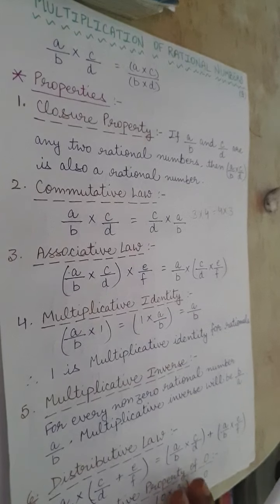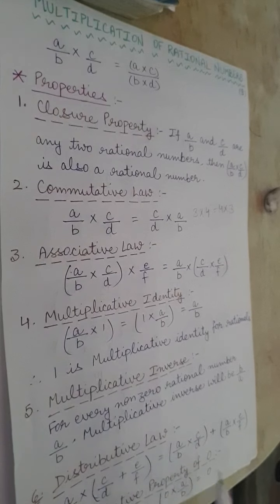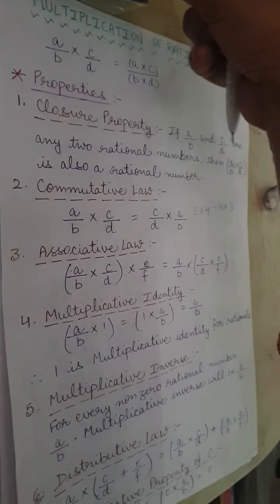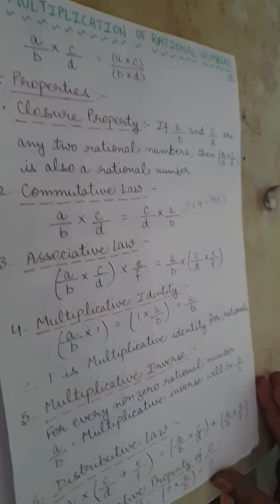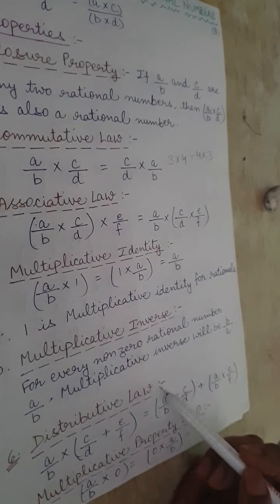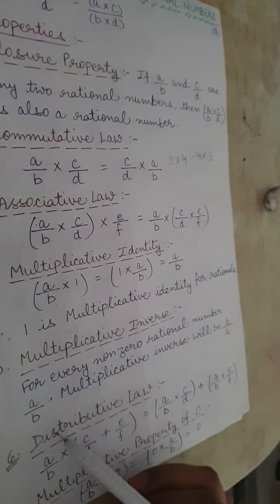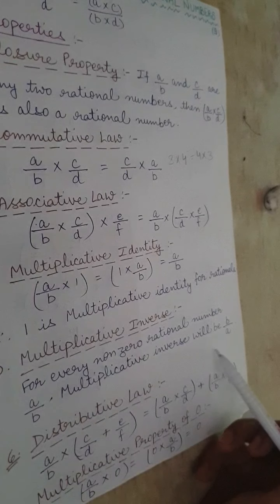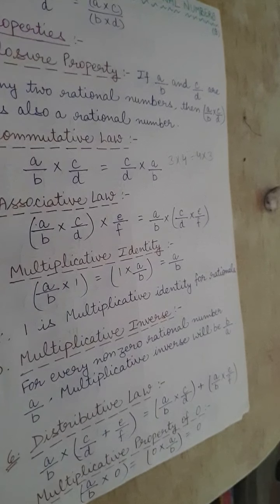Then the multiplicative inverse. For every non-zero rational number a upon b, the multiplicative inverse will be b upon a. Means, what do we take? The reciprocal we have to take.